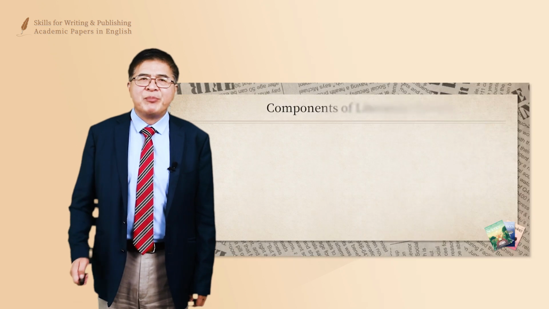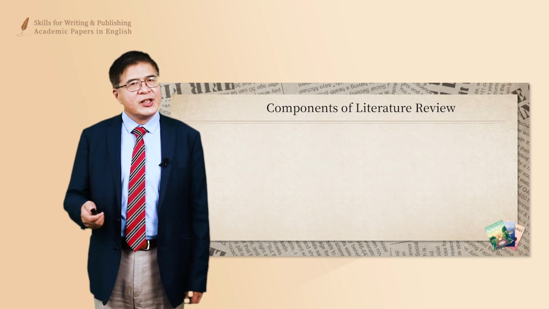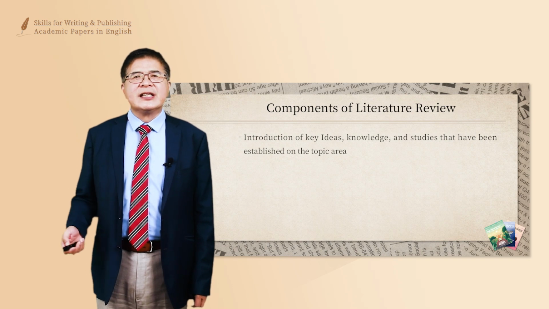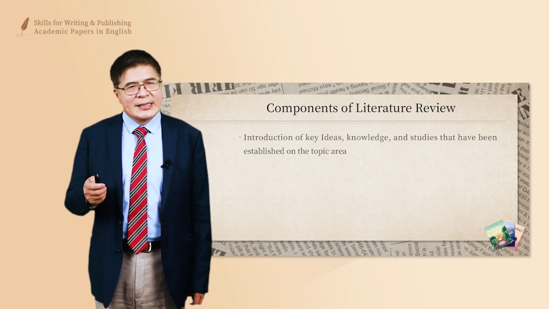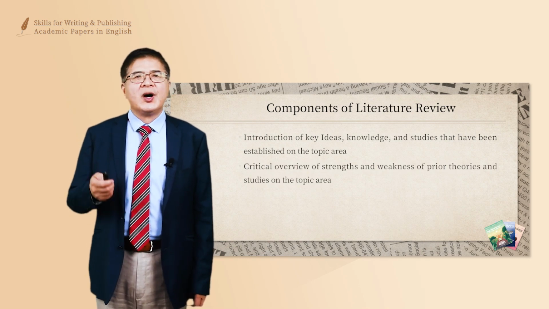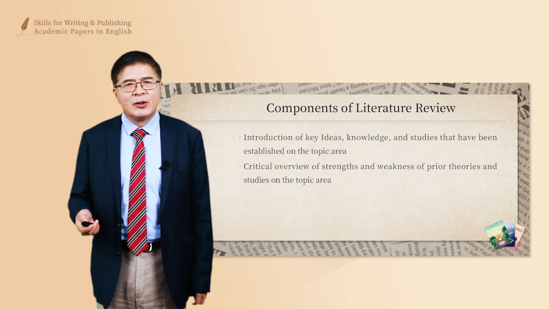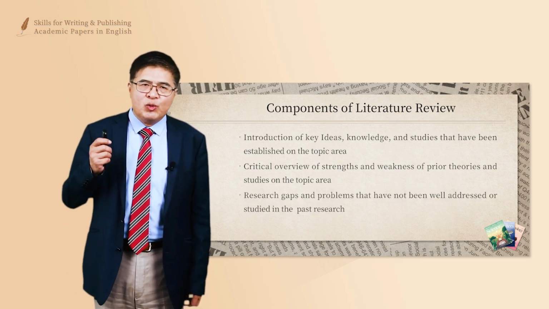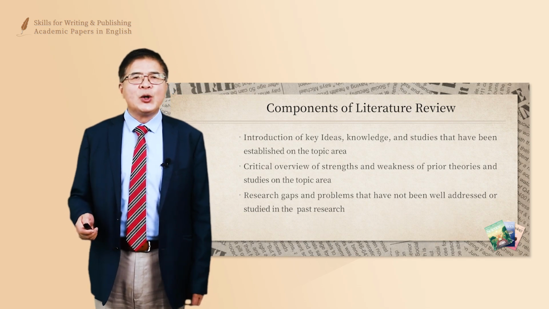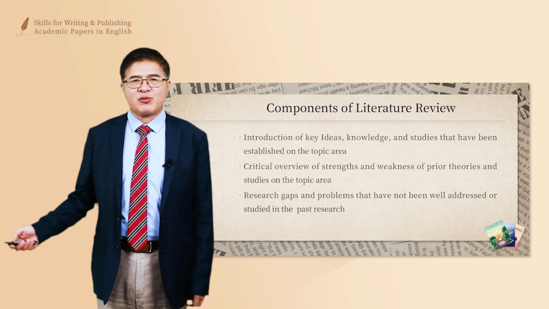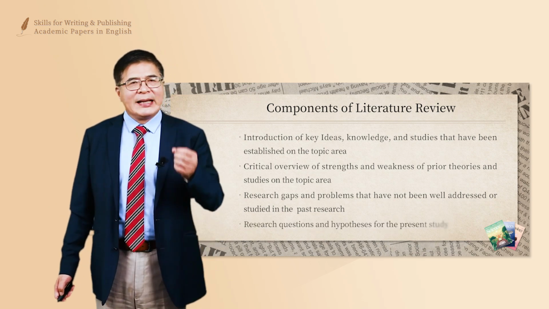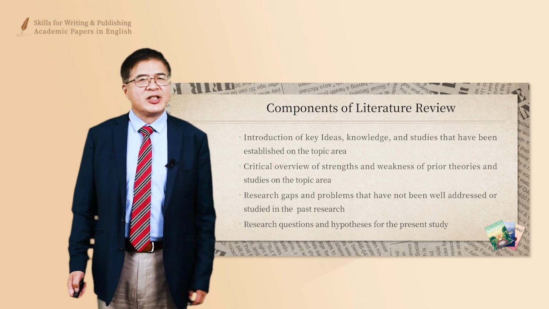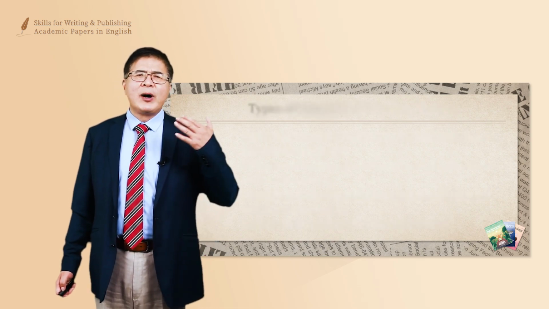Now, what are the components of a literature review? First, you should have an introduction of key ideas, key knowledge, and the key studies that have been established on a topic area. Secondly, it gives a critical overview of the strengths and weaknesses of prior theories and studies on a topic area. And thirdly, it identifies research gaps and problems that have not been well addressed or well studied in the past research. And finally, it presents research questions and hypotheses for the present study.